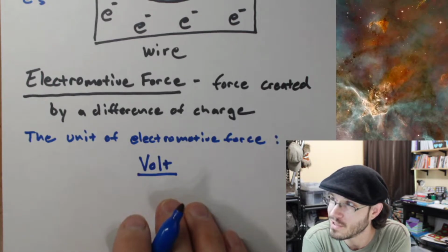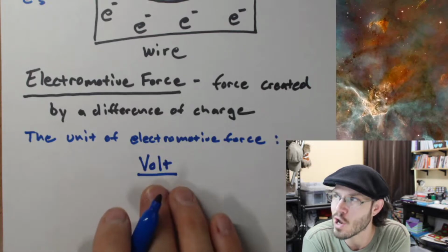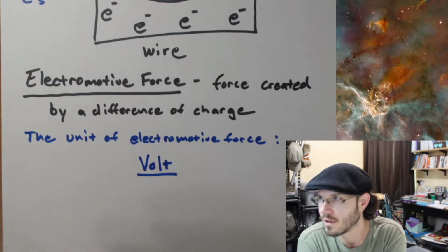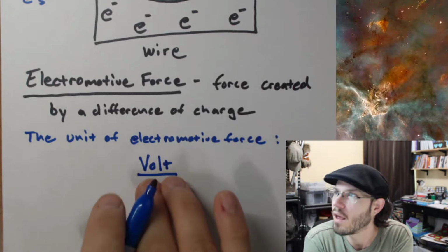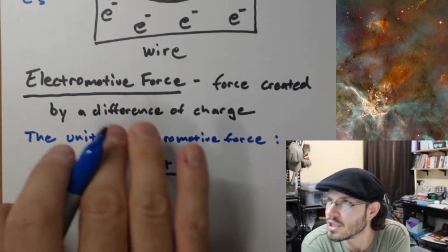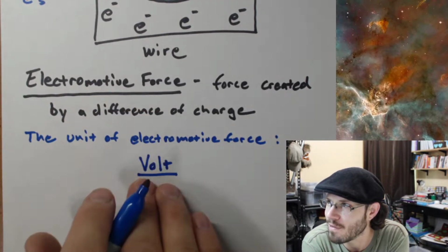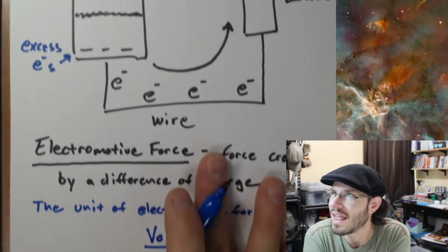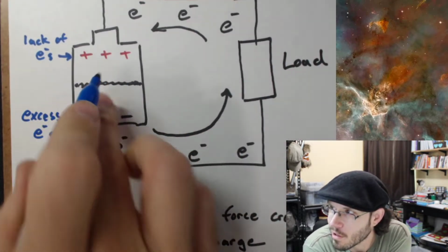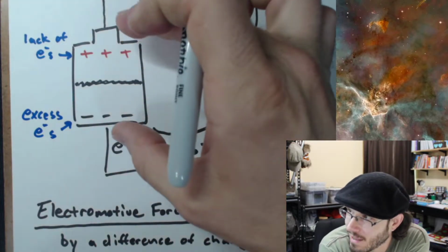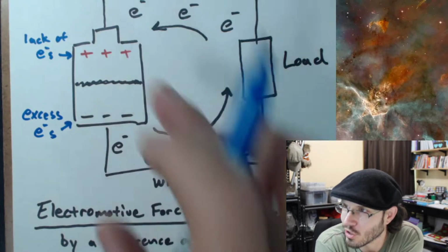Now, if you're a real stickler, you're going to say, no, the volt is the unit of electromotive force. Whatever, tomato, tomato. Volts, voltage, electromotive force, for all practical purposes, these are the same thing. It's the force that this battery is imparting upon the circuit by nature of having this imbalance of charge created internally.